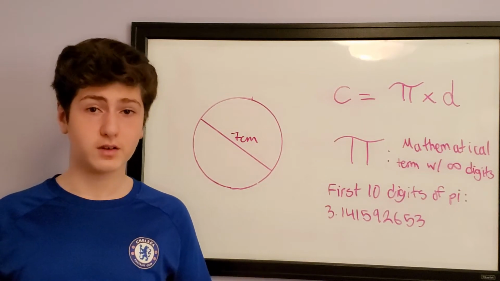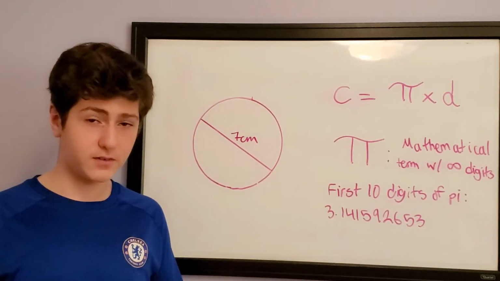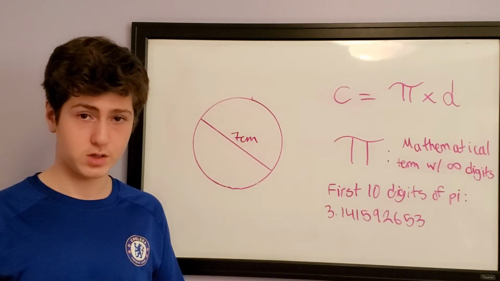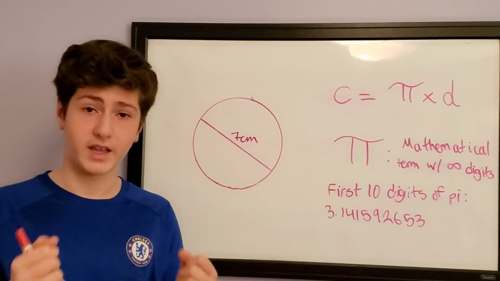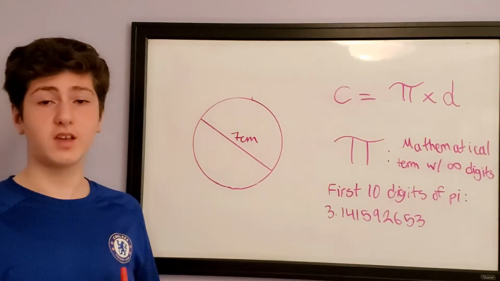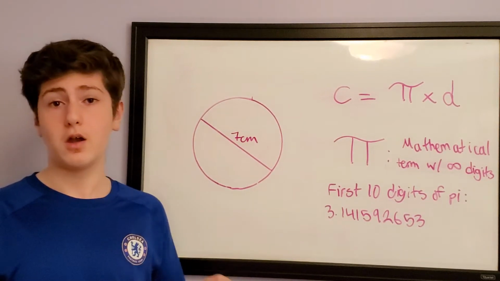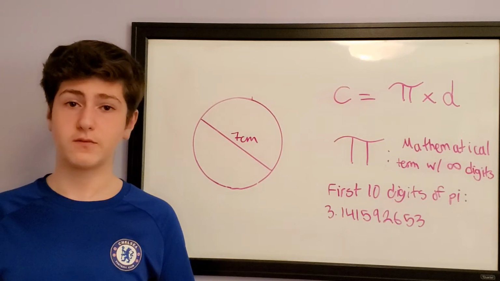So if you guys didn't know, pi is actually a mathematical term that has an infinite amount of digits. It's used by engineers a lot when they're designing houses, especially the roofs. So the first 10 digits of pi, if you're wondering, are 3.141592653.